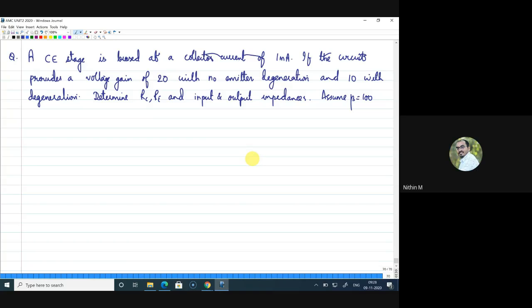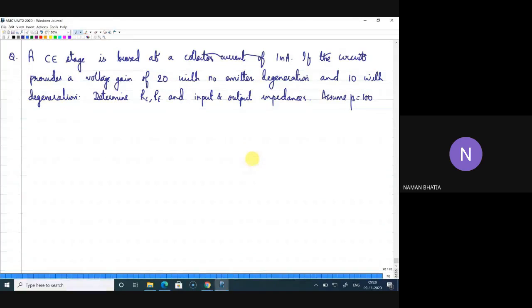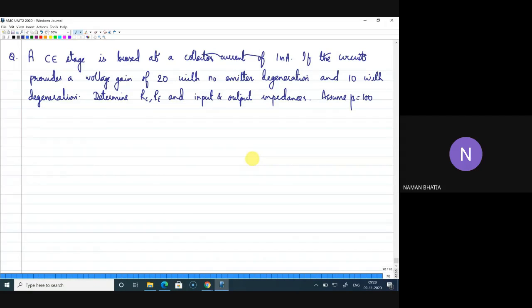Yes, sir. So Naman, can you tell me how to start with this numerical? So I'm starting by drawing the small signal model because I don't remember the formula. So I'll first derive it and then I'll do it. Okay, yeah, that is what I was about to tell now. So every time no need to derive it again and again, right?